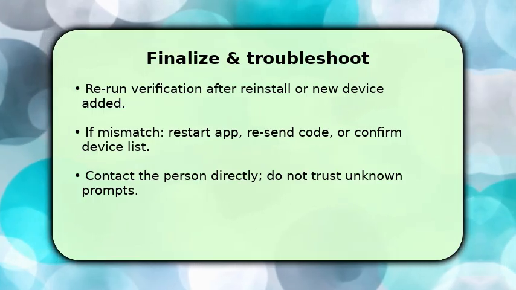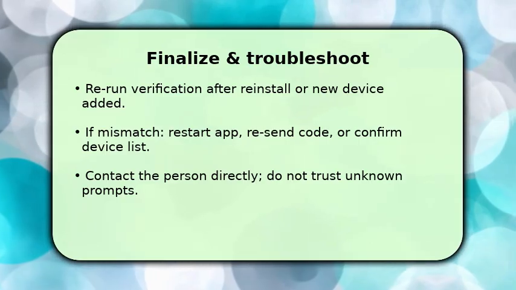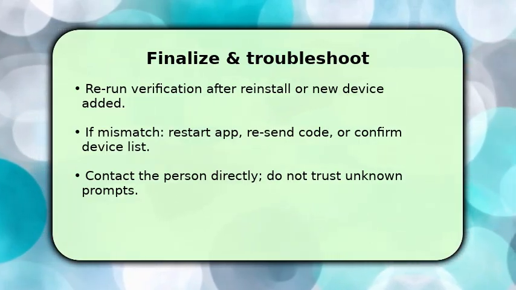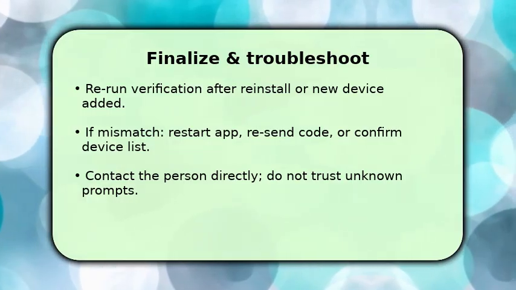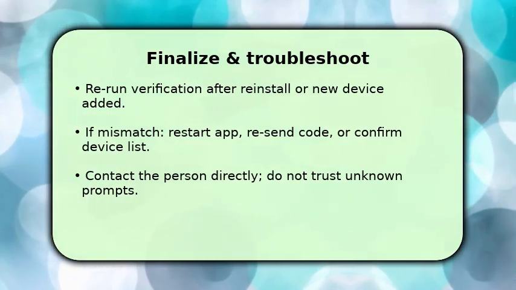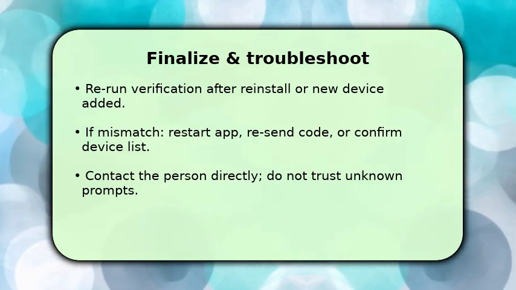If you encounter mismatches, first restart WhatsApp and ask the contact to reopen their encryption screen, then rescan or recompare the digits. If problems persist, check for multiple linked devices in WhatsApp web/desktop and remove unknown sessions. Contact the person directly. Do not accept unexpected.